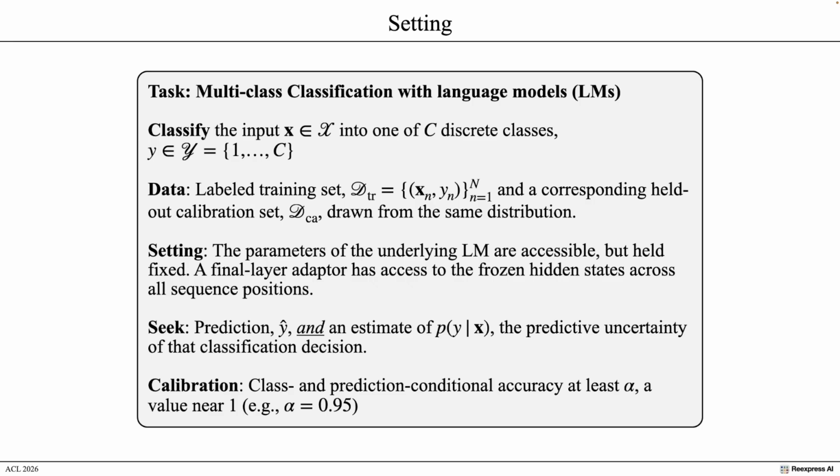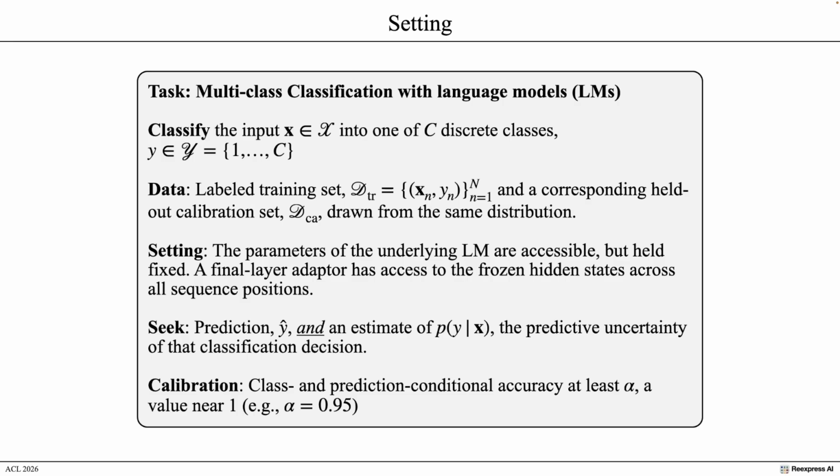Today we'll be focused on the standard multi-class classification setting with language models. We're given some input X, which will be a prompt in the task content, such as a movie review or declarative statement, and we want to classify that into one of C discrete labels. For example, positive or negative movie reviews, or whether or not the statement is correct.